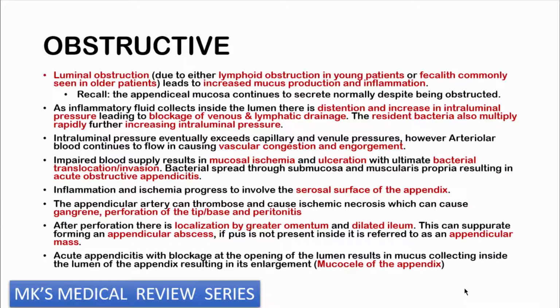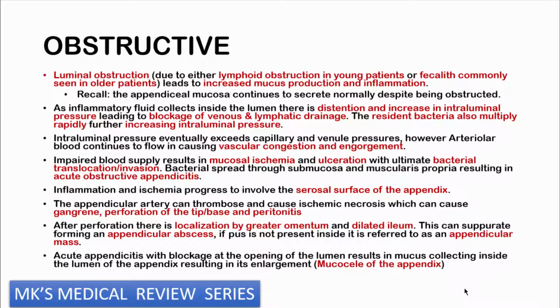So this is very common in young individuals. Then you may also have fecalith, which is this small, hard, firm stool that is present in the appendix, and it's commonly seen in older individuals. And this blockage of the appendix is obviously going to be leading to an increase in mucus production. It's going to be leading to inflammation.